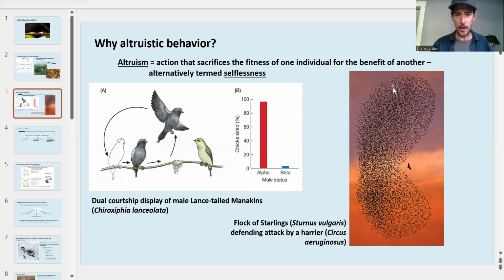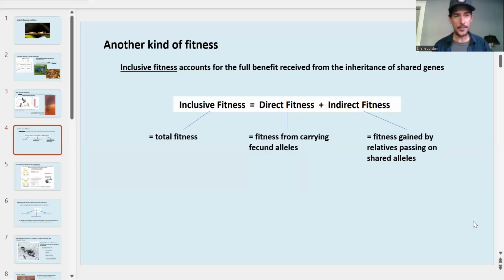things like these starlings here who are defending against an attack by this raptor, which is called a harrier in this case. Why is it that these birds might come together in this very large social group, for the greater good of the entire group? This is an interesting question that evolutionary biologists have attempted to answer. And as it turns out, one of the best explanations we have for this is that there's this other kind of fitness that exists that we call inclusive fitness.